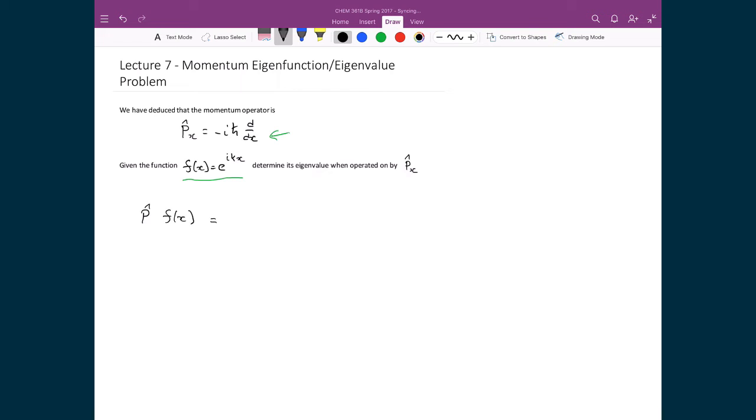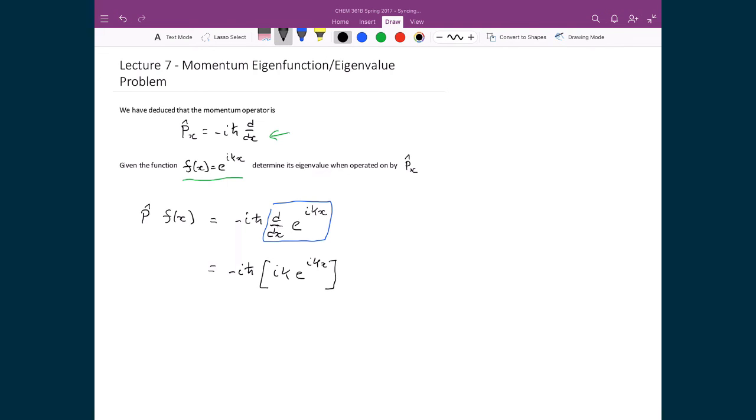If I write both those things explicitly in, I would say negative i h bar d by dx, and to the right-hand side of that, I'm going to write e to the i kx. And so the first thing that we have to do is this differential, this operation. Basically, it's just saying take the derivative of e to the i kx. So I'll write negative i h bar to start off with. Well, the derivative of e to the i kx, I just get an i k, and I get the function returned back to me.